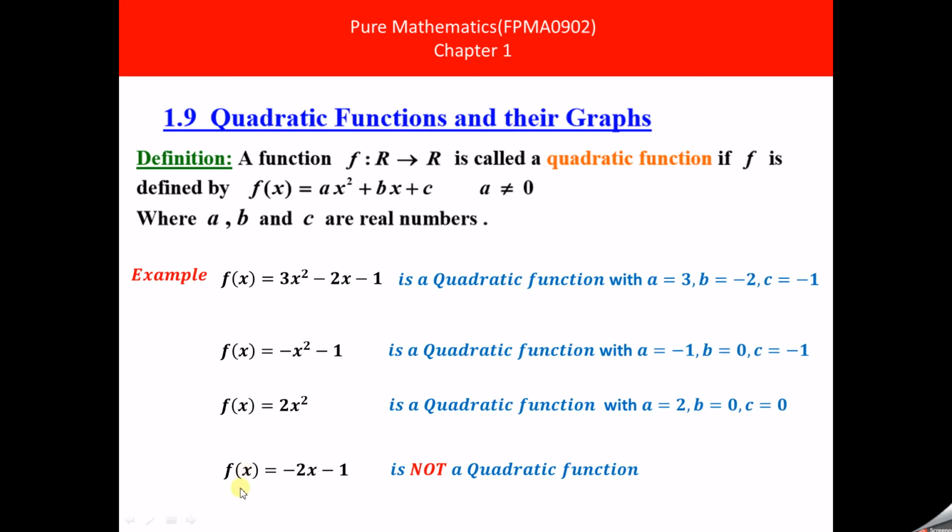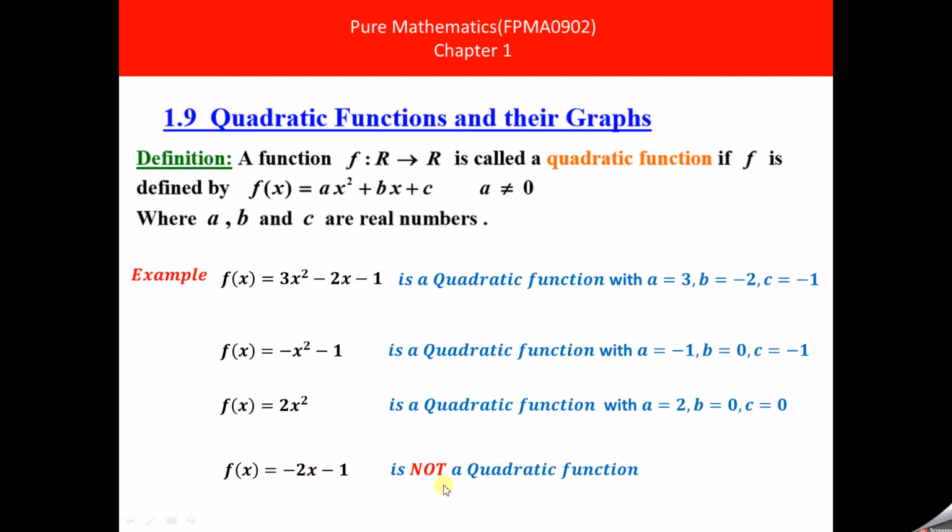And if we look at the last equation, f(x) = −2x − 1, and compare with the standard equation, the x² coefficient here will be 0 because there is no x². That means the x² coefficient is 0. But from the definition of a quadratic function, the x² coefficient should not be 0. But here it is 0. There is no x².